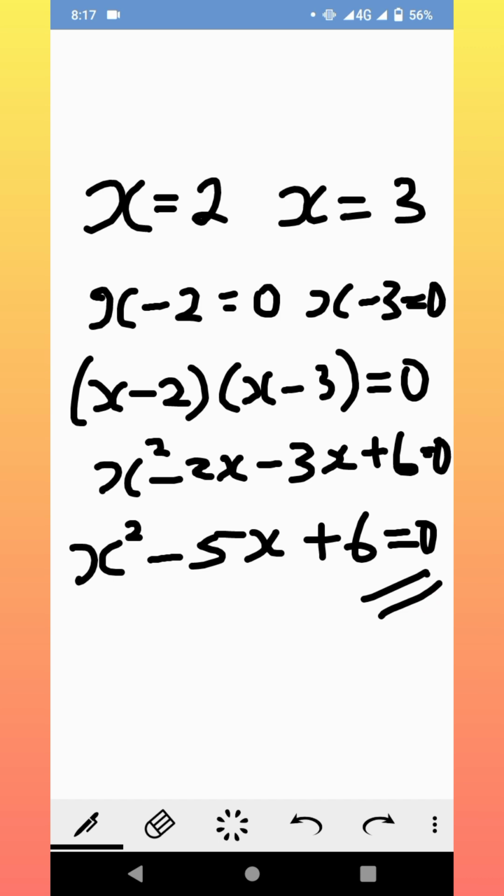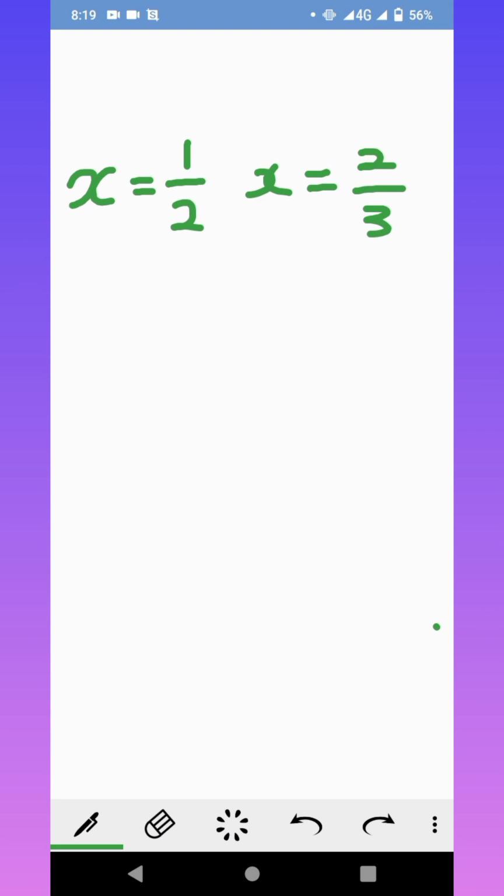Let's look at another example. The roots are x equals 1 over 2 and x equals 2 over 3. First of all, we have to cross multiply here. Then we'll have 2x equals 1. Cross multiply here as well. We have 3x equals 2.